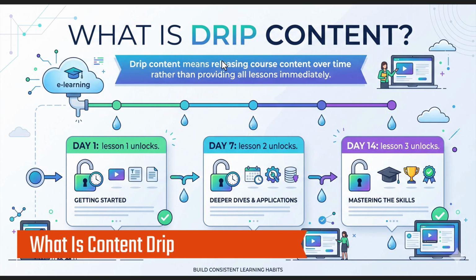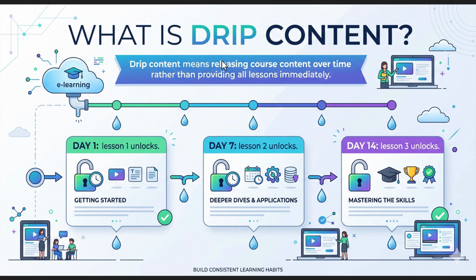Content drip means releasing your course content over time rather than providing all the lessons immediately. Let me give one example. Suppose e-learning is one course, okay? The first lesson will be unlocked on day 1, and it is getting started. The second lesson will be unlocked on day 7, and it covers deeper dives and application, okay? And the third lesson will be unlocked on day 14, and it is mastering the skill.